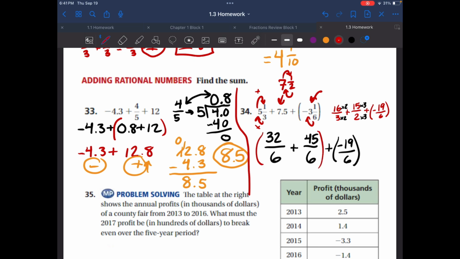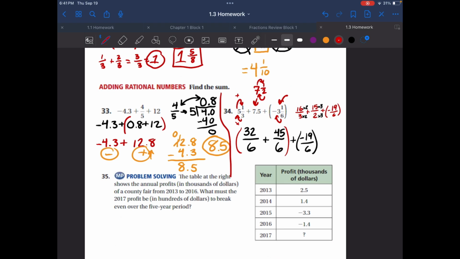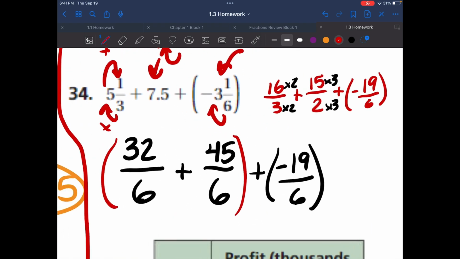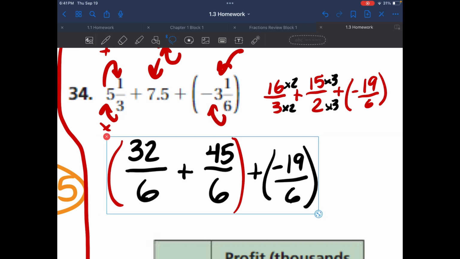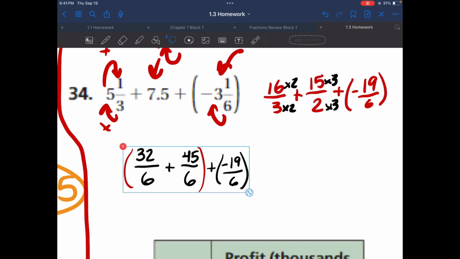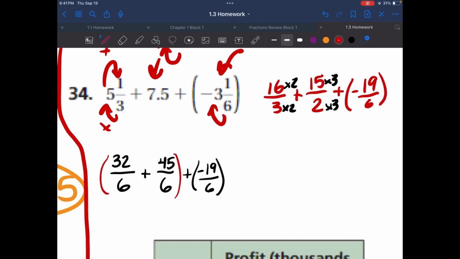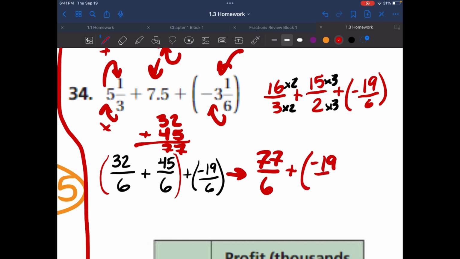Okay, let's start with the positive values. 45 plus 32. I'm going to zoom in a little bit here. I'm just going to look at the numerators. I know my denominator is going to be 6 already, so I can put that there. 2 plus 5 is 7. 3 plus 4 is 7. I get in my numerator 77. I'm going to fill in what I had left then, which was plus negative 19 over 6.